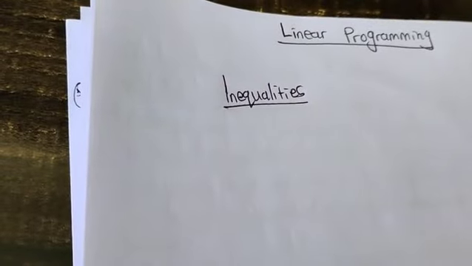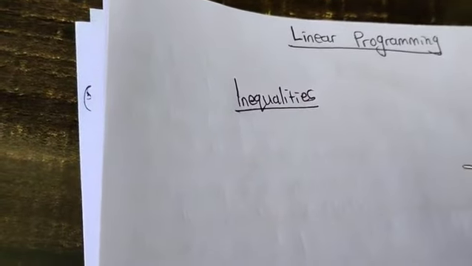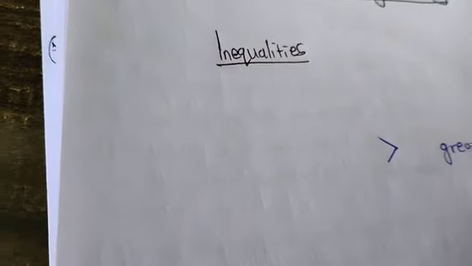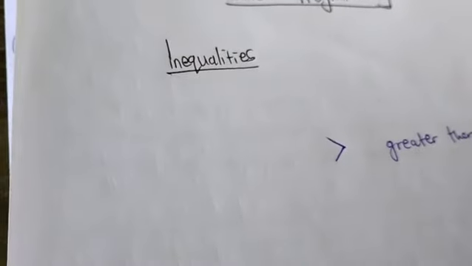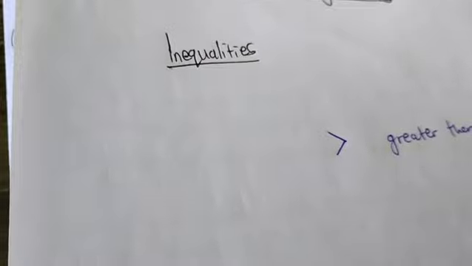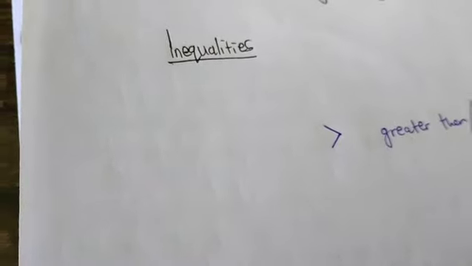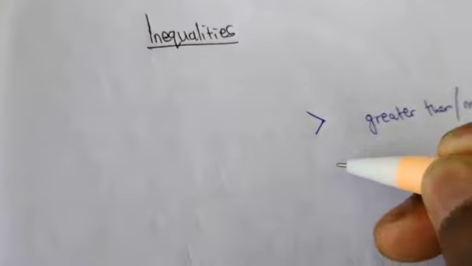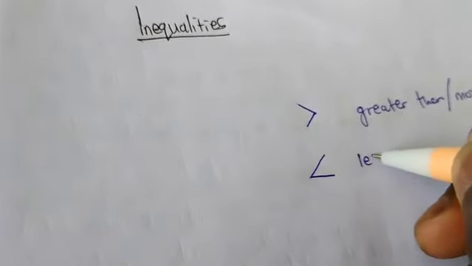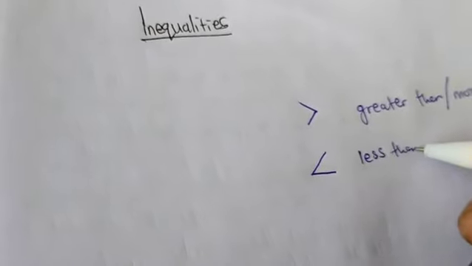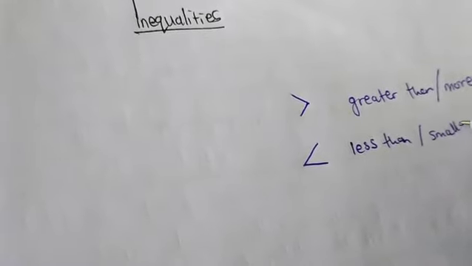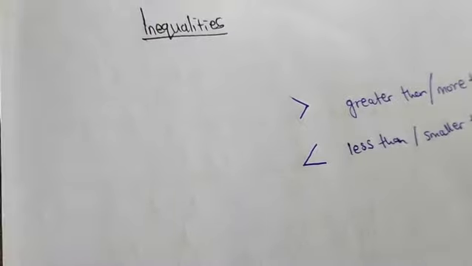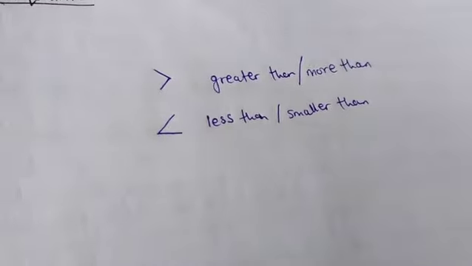So this sign is greater than, or they call it more than. It's greater than or more than. Then this sign is less than or smaller than. Right? So these are the signs.